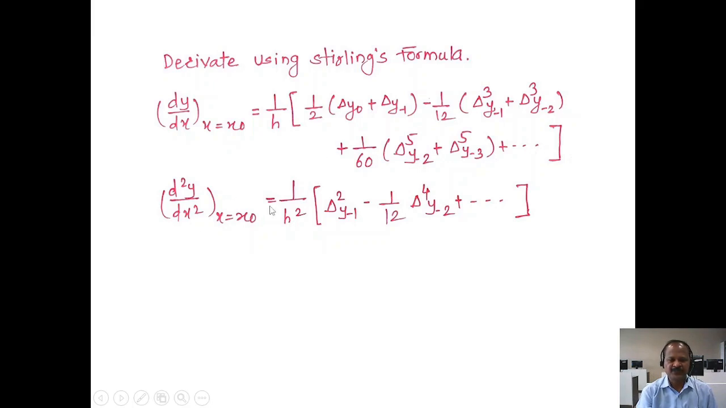The second derivative formula is 1 upon h square into the bracket delta square y minus 1, minus 1 upon 12 into delta raised to 4 y minus 2, plus so on. For this we will take one example.